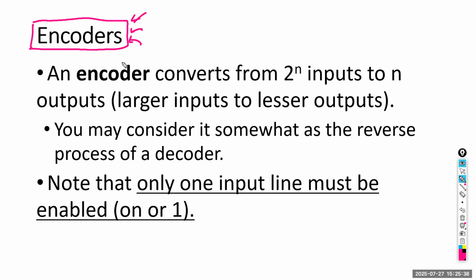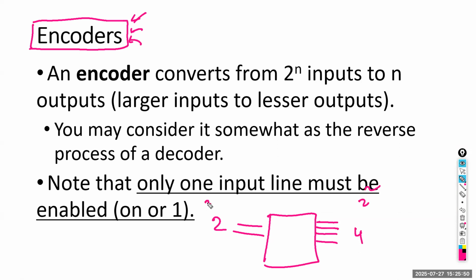Right. So remember decoder, you have n inputs, 2 to the power n outputs. Right? 2 to the power n outputs. And only one output is 1 at a time. All the others are 0 for a particular combination. That is decoder. N inputs, 2 to the power n outputs.